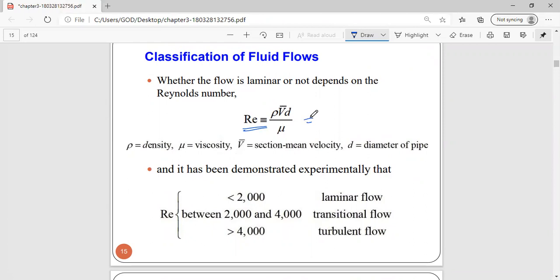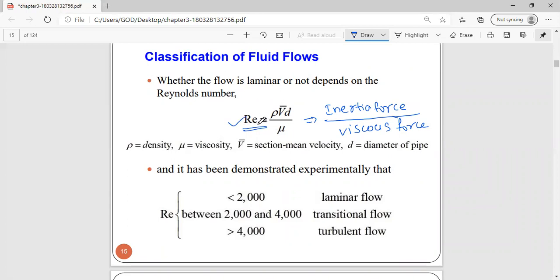What is Reynolds number? It is simply the ratio of inertia force to viscous force. So we calculate the inertia force and viscous force of that particular fluid. The inertia term is rho V d, where d is diameter, V is velocity, rho is density, and mu is the viscosity. The ratio of these is the Reynolds number.